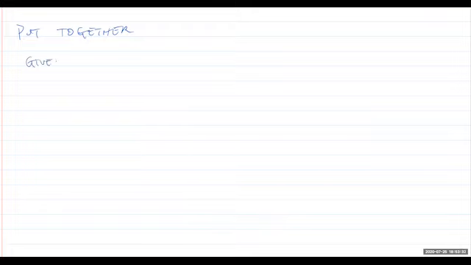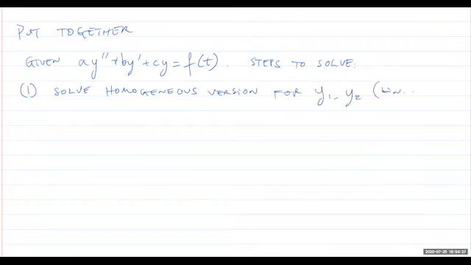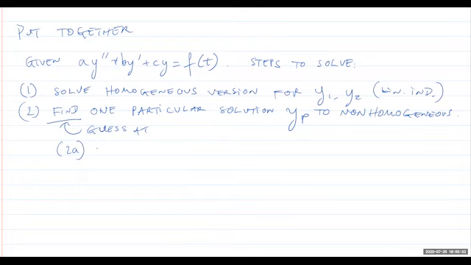Given the equation, the steps to solve it are these. Number one, solve the homogeneous version for y1, y2, linearly independent. Step number two, you find one particular solution y sub p to the non-homogeneous version. Part of that step two, and let me call it step 2a, is the superposition idea.